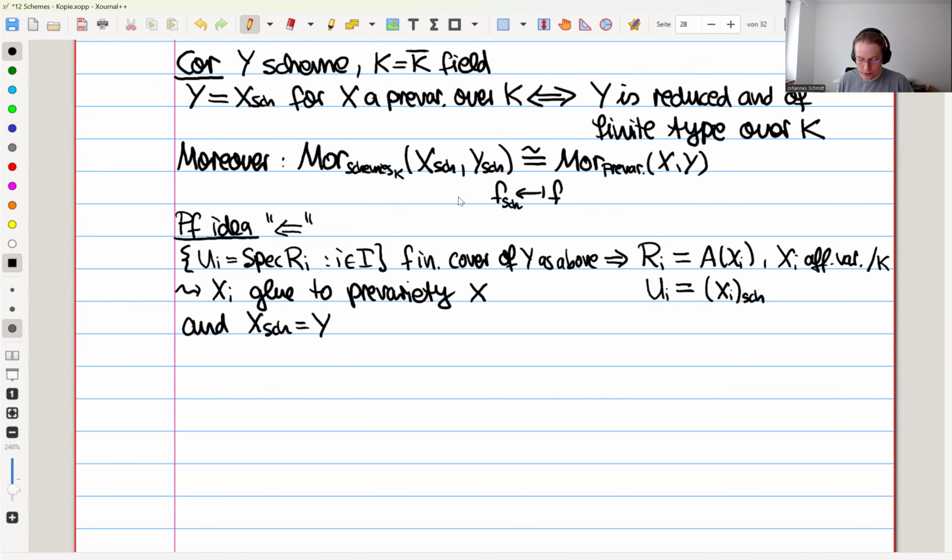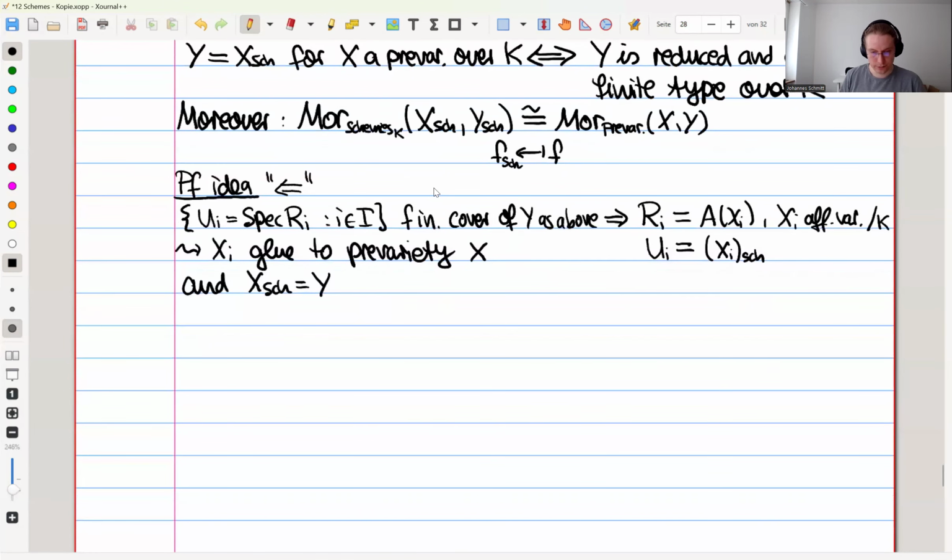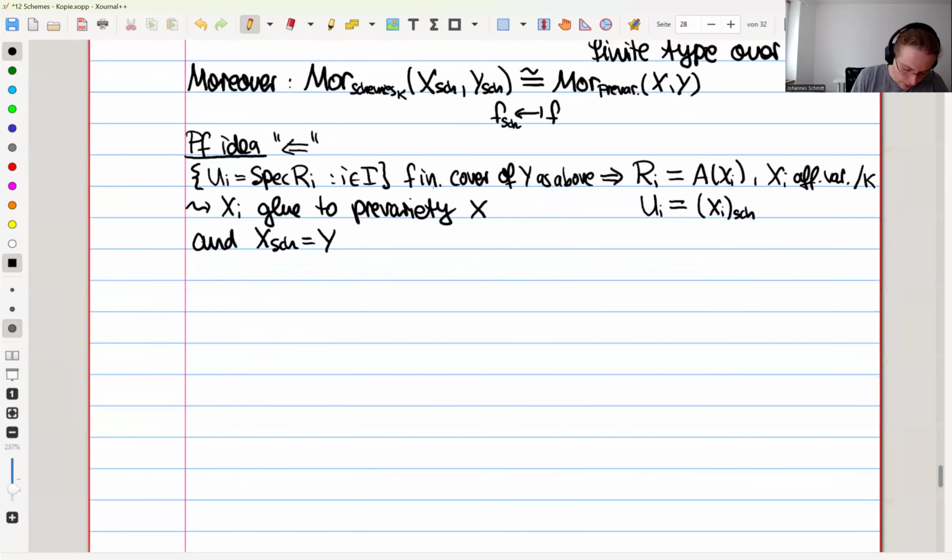But again, this follows because on an affine cover, all of these maps of K-algebras are actually maps of K-algebras. They respect how we see K inside them. So this shows this is a well-defined map from the right-hand side to the left-hand side. And now we just show that it's injective and surjective, and we're done, right? And so the first direction is that this F to F scheme is injective.